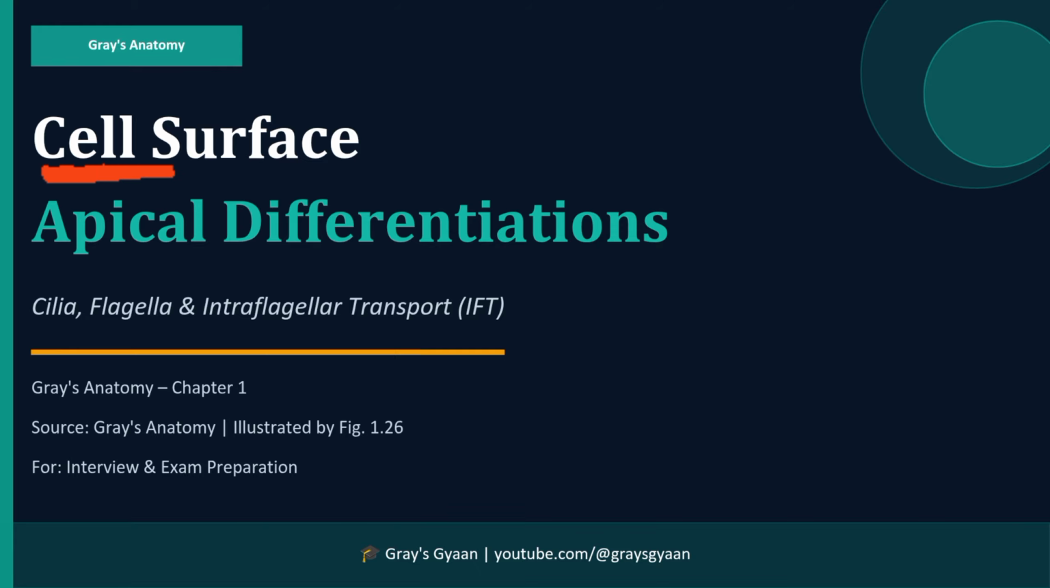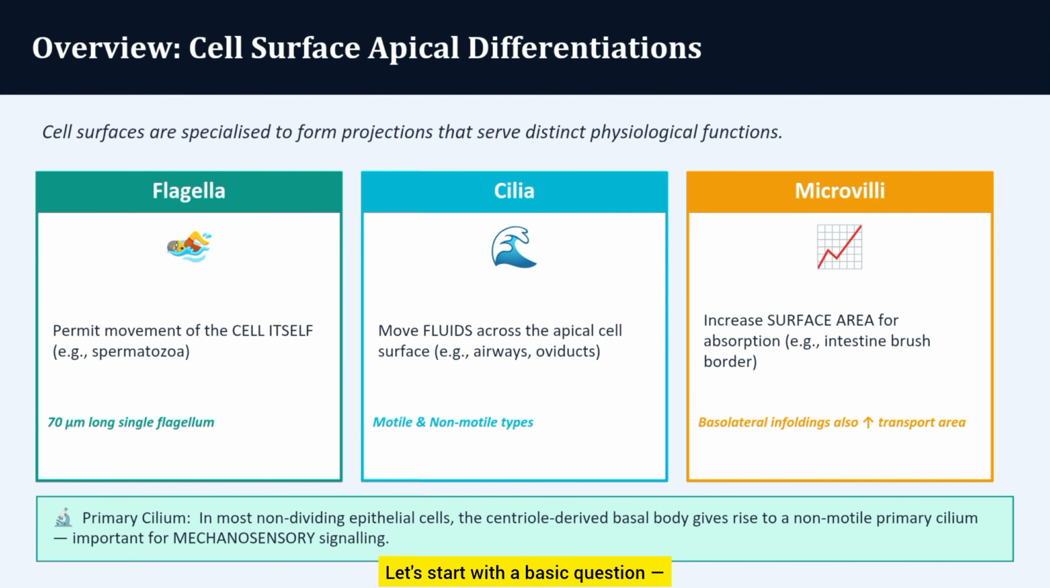Today's topic is cell surface, apical differentiations. Let's start with a basic question. What exactly are these apical differentiations? Our cells are not just specialized on the inside, their outer surface is also specialized. Cells form special projections on their surface, structures that stick out, and each type serves a different function.